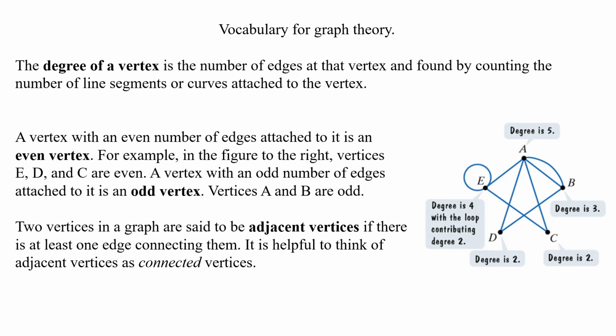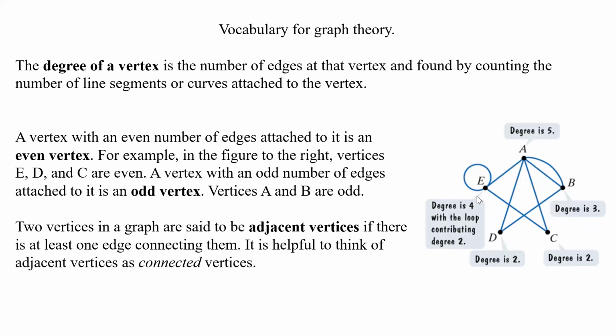For example, in the figure over here, we can count these. For A, we have one, two, three, four, five edges coming in here, so the degree is five. For B, we have one, two, three, so the degree is three. Here we have one, two, the degree is two. Here we have one, two, degree is two. Here we have one, two, three, four. So it's going to be even because there are four of them.